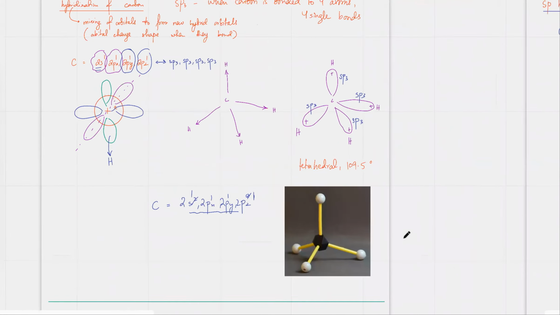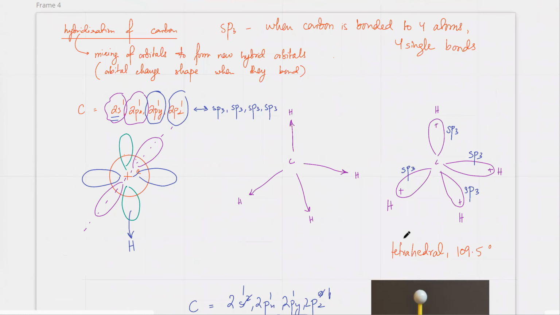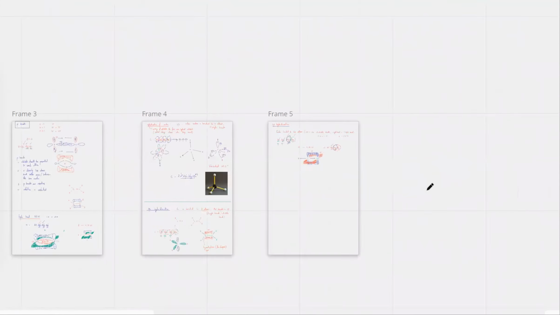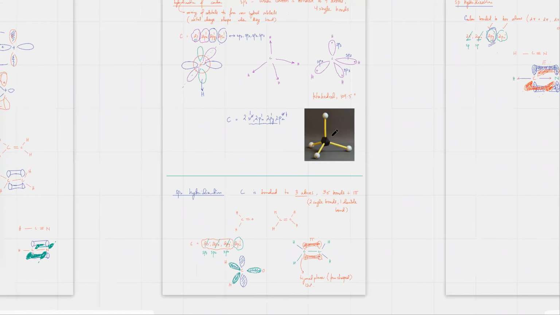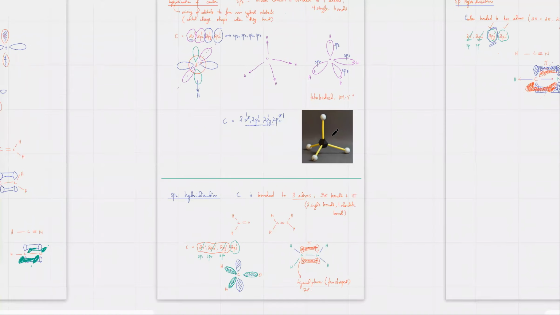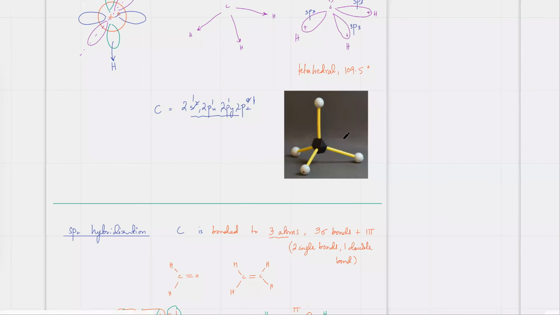What you just need to remember is, no one is going to ask you for an explanation for this. What you just have to remember is, when does sp3 hybridization happen? It happens when carbon is bonded to four atoms. What is the shape of sp3 hybridization? It is tetrahedral, and the angles are 109.5 degrees.